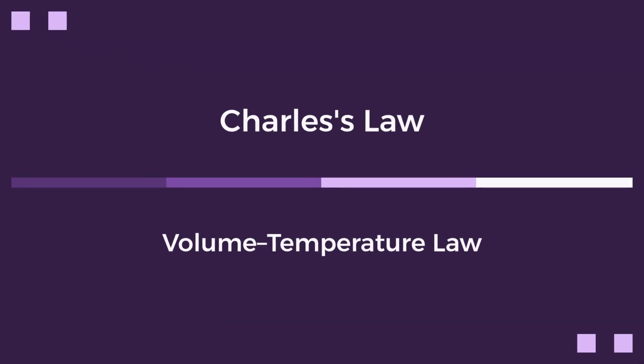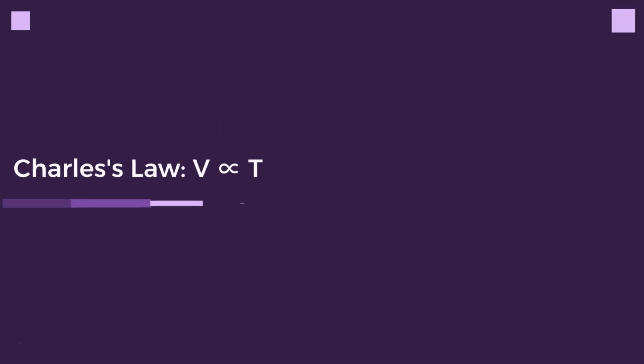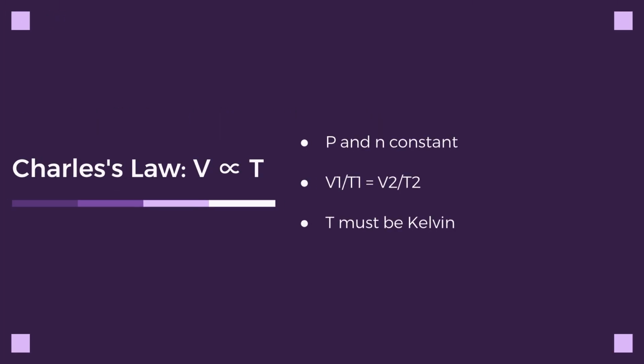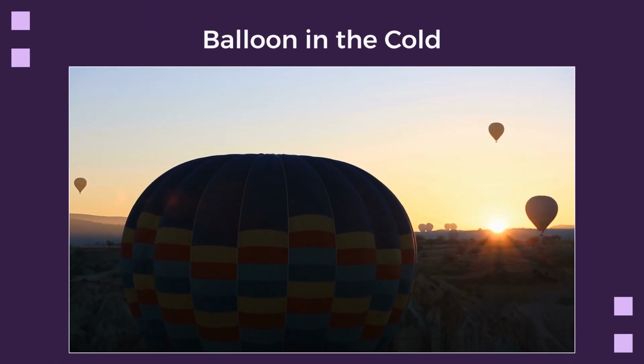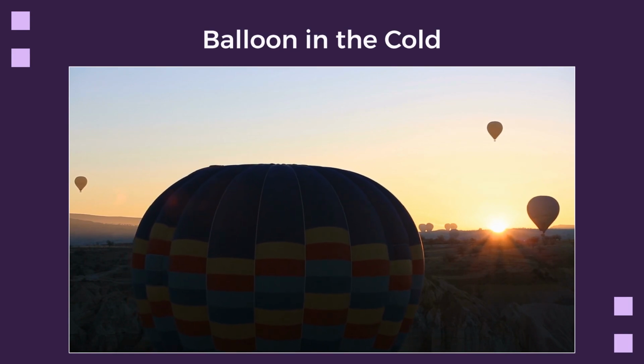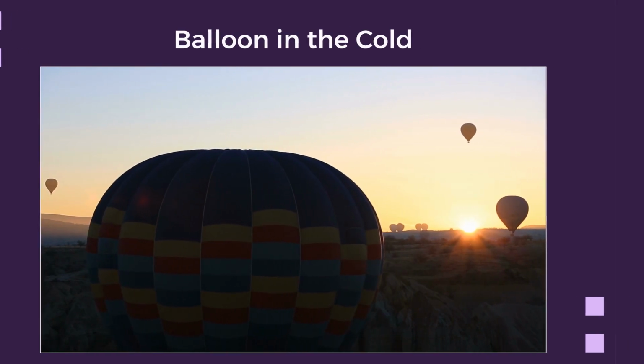Next is Charles's law, linking volume and temperature. At constant pressure and amount of gas, volume is directly proportional to temperature. Remember, all temperature calculations must use Kelvin. Think about a balloon. It shrinks in a freezer because the colder particles move slower and take up less space.